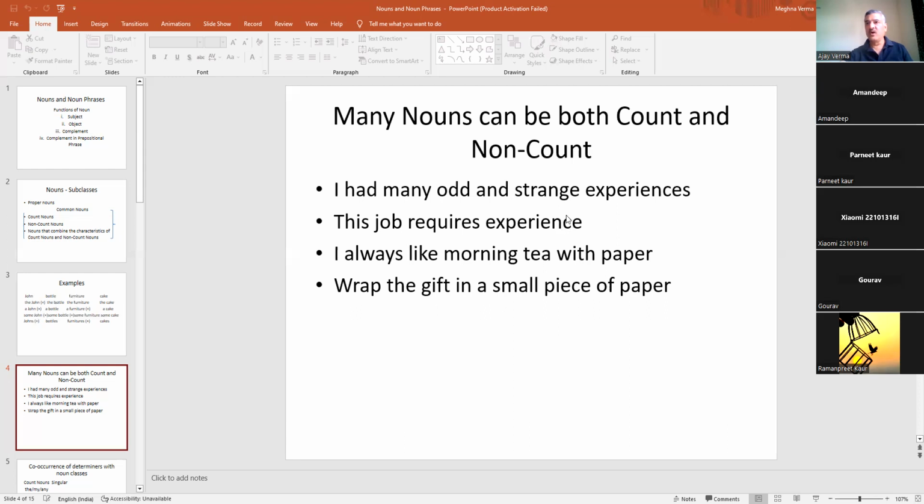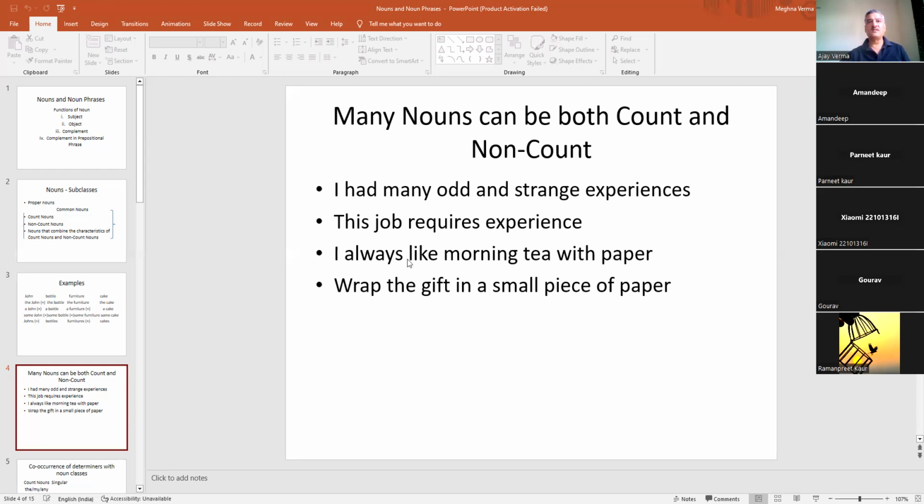Okay. Gaurav, you want to say something? Please be quick. If you want to say something, please be quick. Otherwise, unmute yourself. Your mic is on.